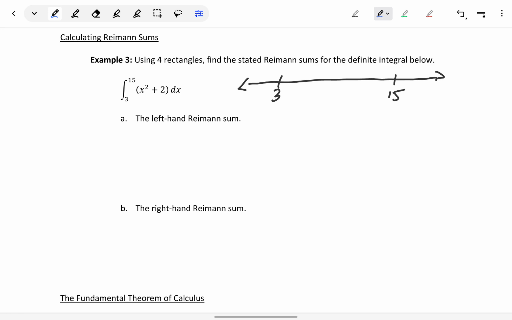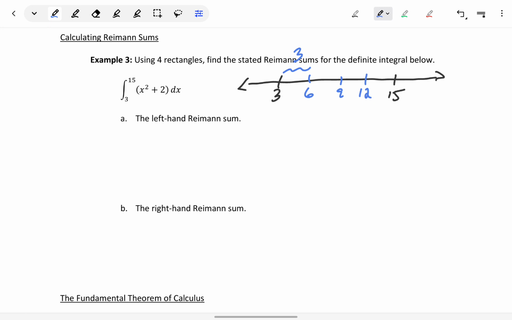In order to do that, we would want to count by threes so that we would get 6, 9, 12, and then 15. So those are our 4 rectangular regions, meaning each region will have a width of 3 units, a little bit different than what we saw in the previous example where all of our rectangles were a width of 1.